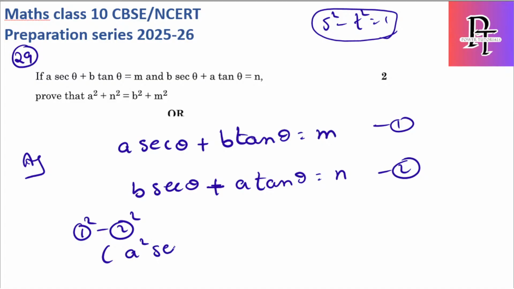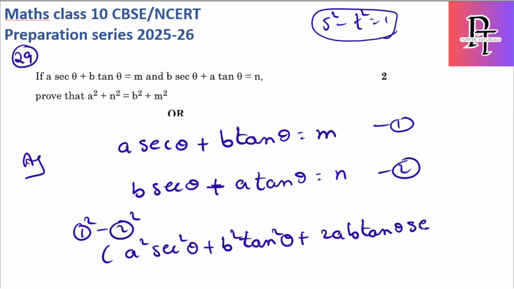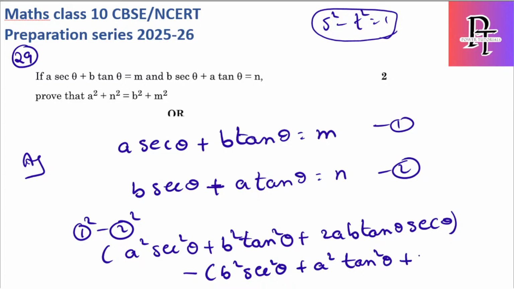If I do 1 square minus 2 square, what I will get is a square secant square theta plus b square tan square theta plus 2ab tan theta secant theta, minus b square secant square theta plus a square tan square theta plus 2ab secant theta tan theta, is equal to, on the right side, m square minus n square.